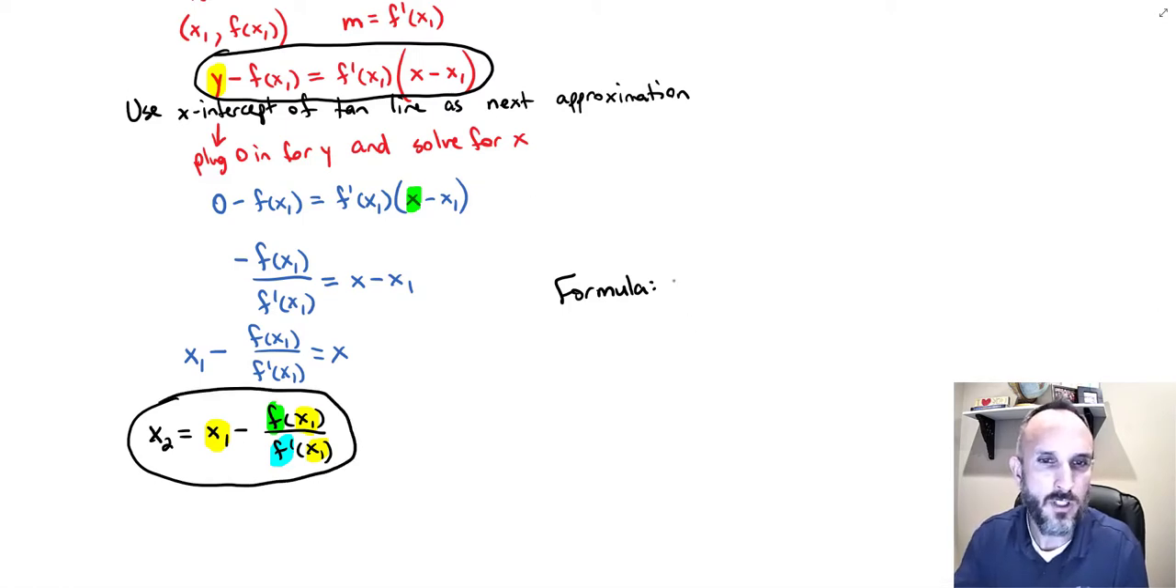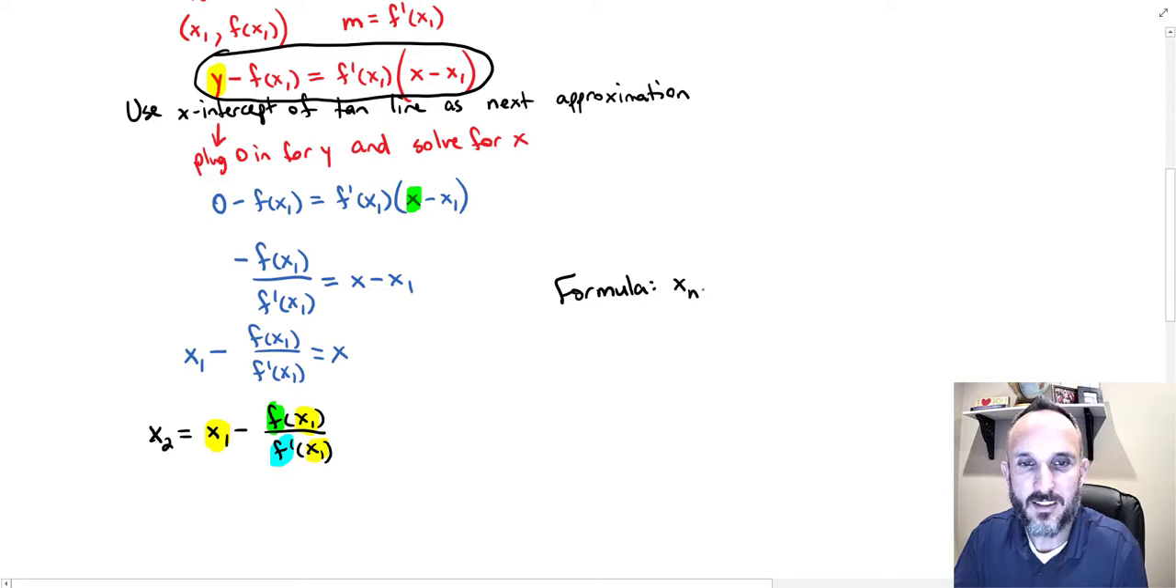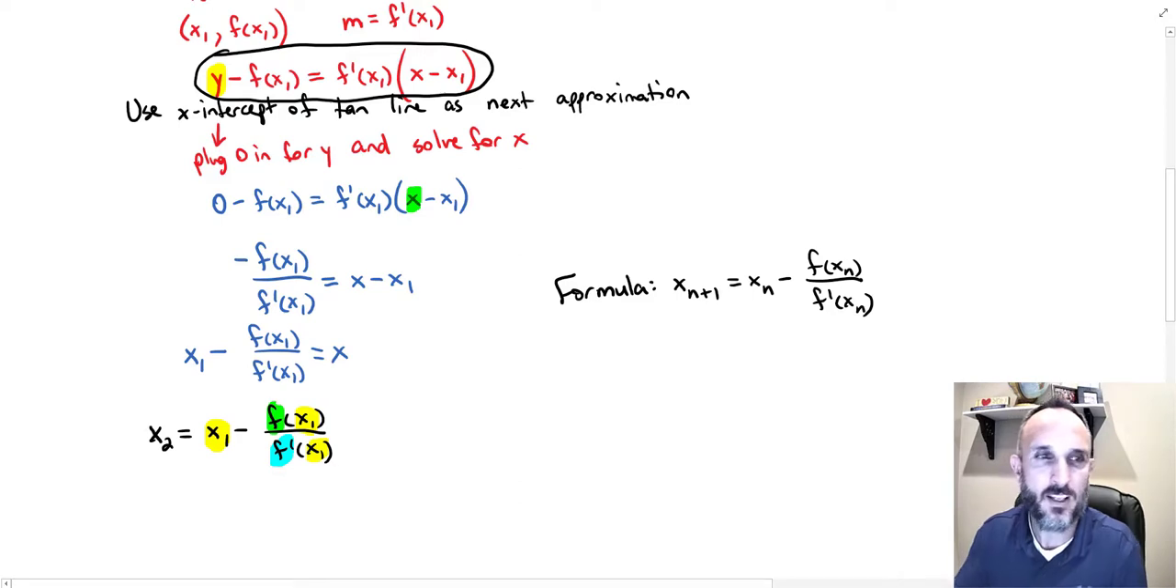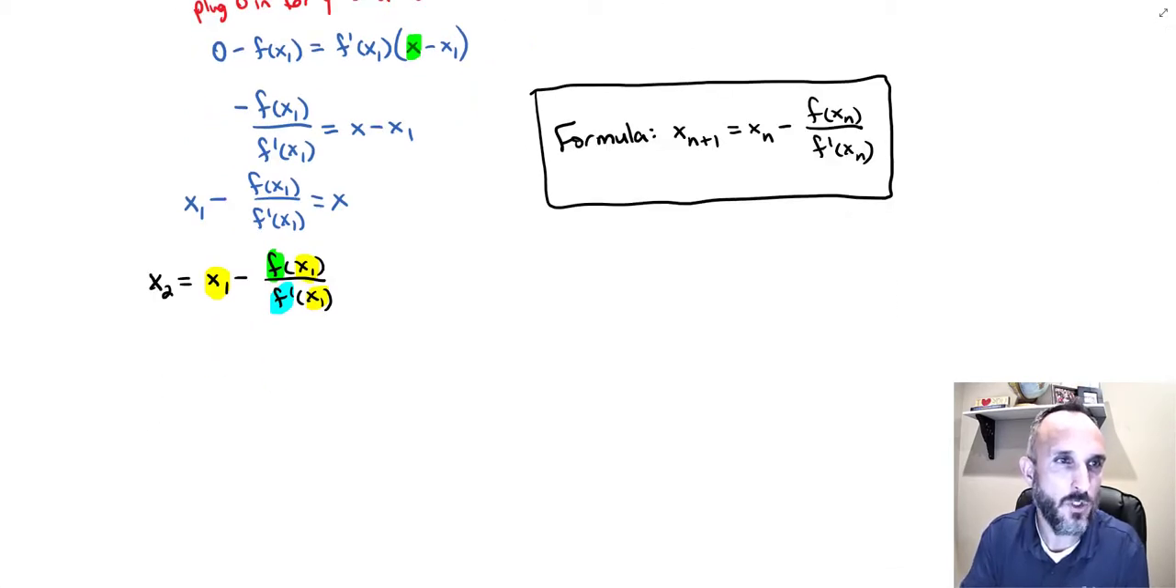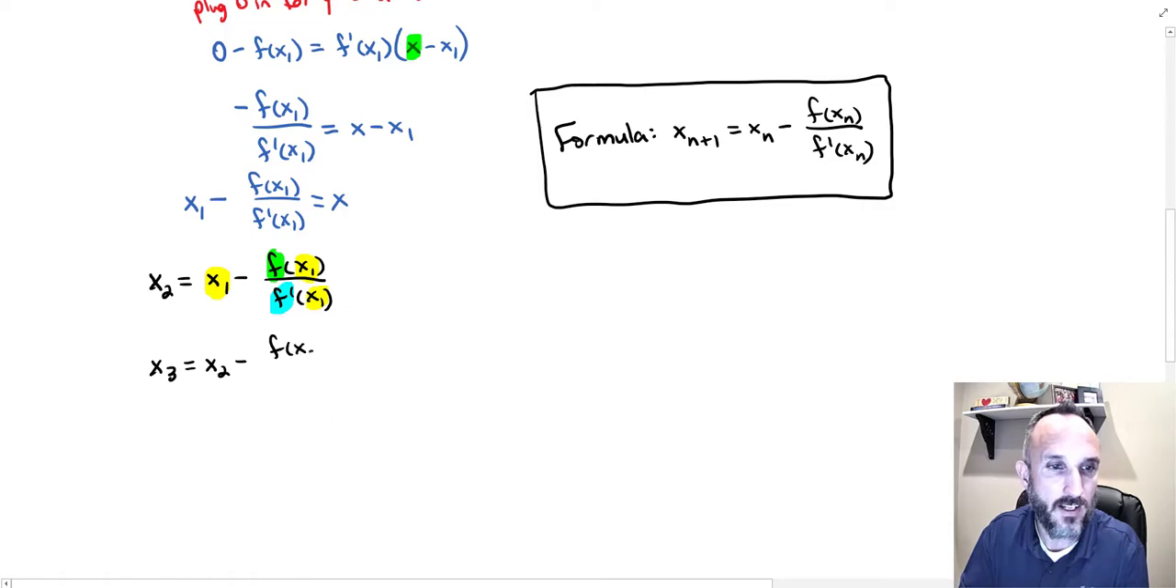Okay? So the formula says that x sub n plus 1, like if you want the next x value, you calculate it by using the nth x value, the one right before it, minus f of x sub n divided by f prime of x sub n. And so you can imagine if you keep applying this formula, you don't have to do any of this work. Once you've done it once to find the formula, you know that x sub 3 is going to be x sub 2 minus f of x sub 2 divided by f prime of x sub 2.